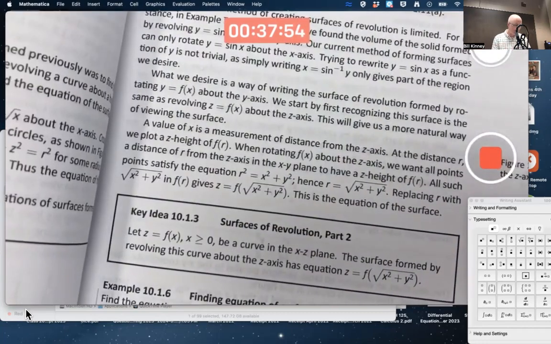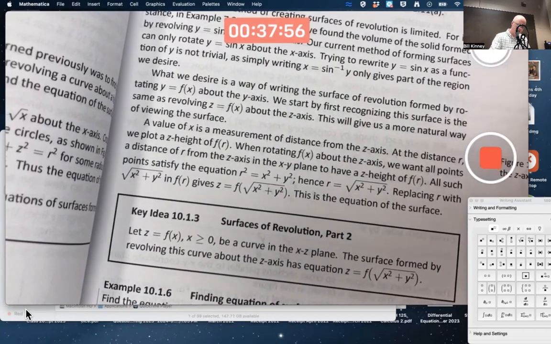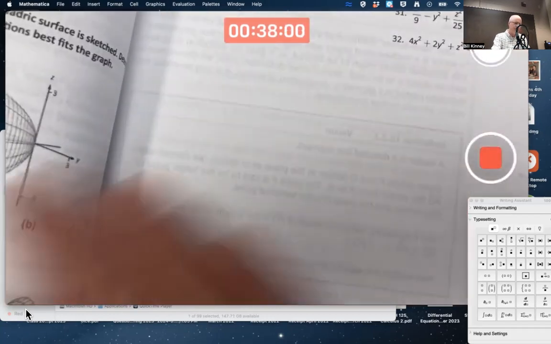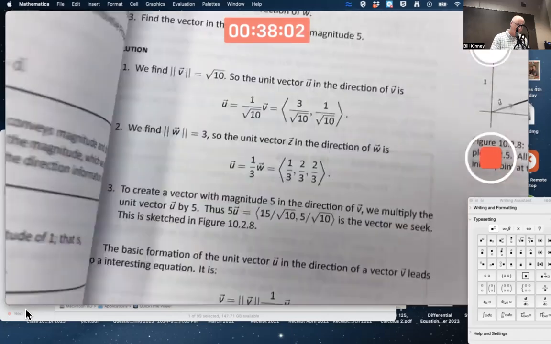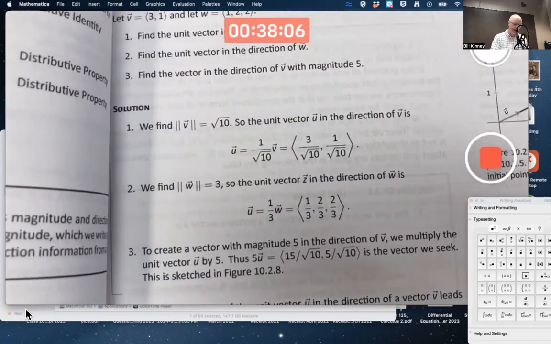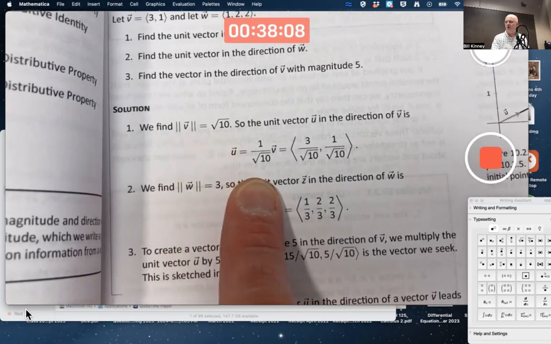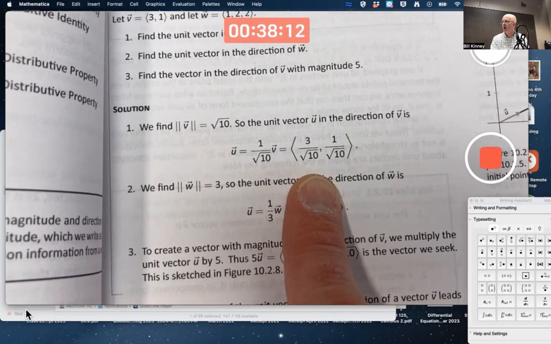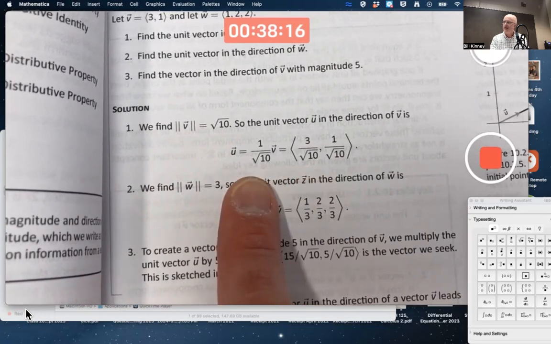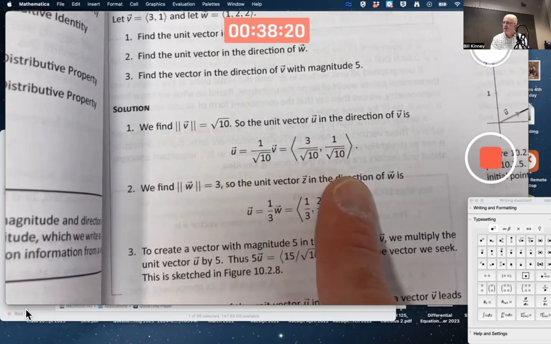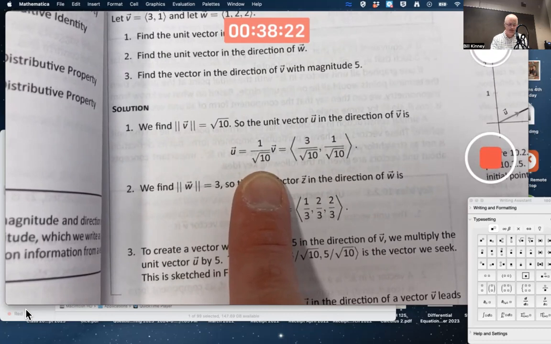Then we moved on to more general vectors. We didn't get into a ton of detail in section 10.1. Vectors: what are vectors? How do you represent them? What's the algebra like? How do you find their magnitudes? How do you normalize them? Here, the word normal means something different than perpendicular. Here it means find a unit vector in the same direction. Divide the vector by its length.